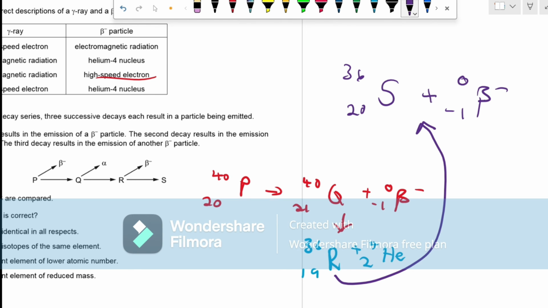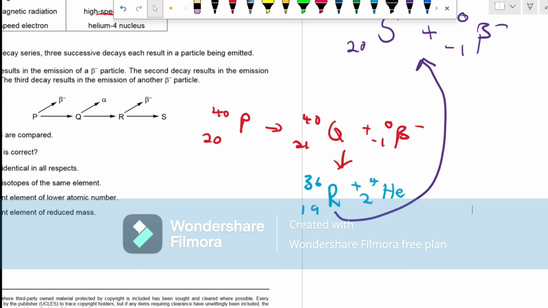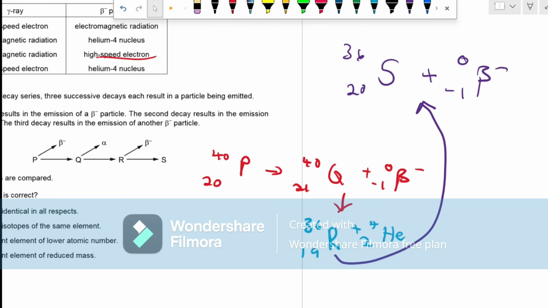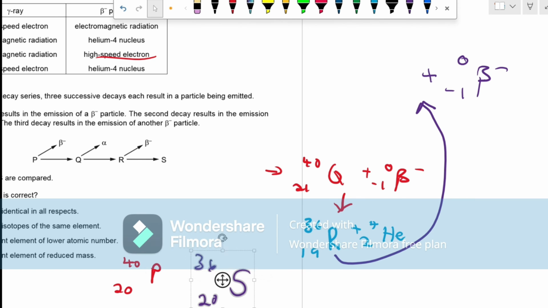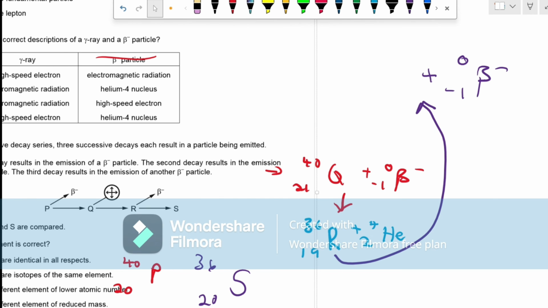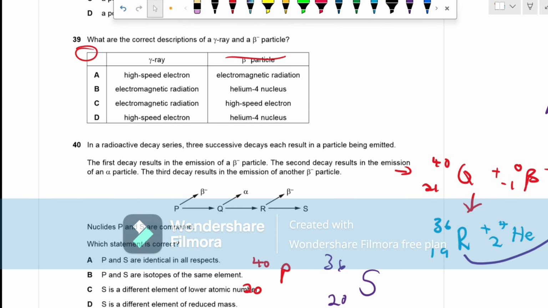But if you look at this, we now want to compare P and S. So I'm going to take P, here is P, and put it here. Then I'm going to take S, here's S, and put it here. What's similar? What's different? They have similar proton numbers, like here, proton number 20 and 20. So basically, they're going to be isotopes, same proton number, but probably different neutron numbers, right? So the answer is going to be B.